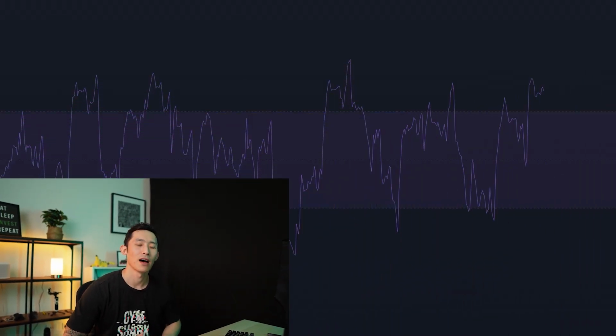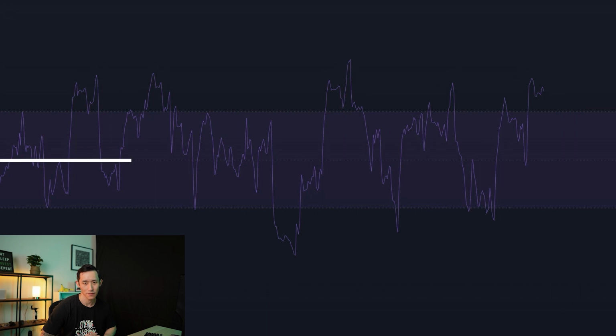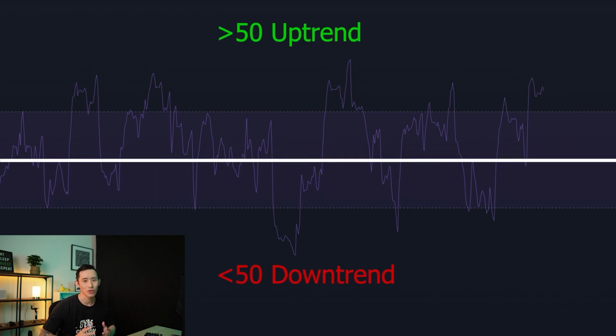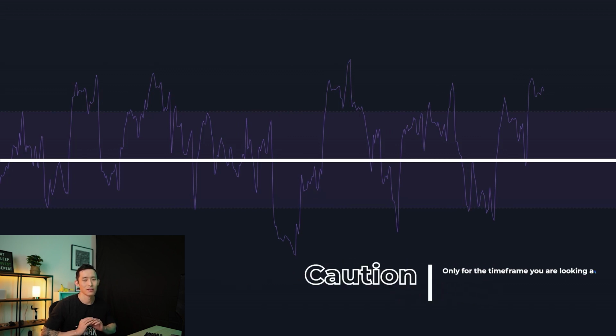Now, the third thing you should be aware of is that the RSI also acts as a trend indicator. A lot of people will have a line drawn at the level 50. And when the RSI is above 50, it indicates an uptrend. Whereas when the RSI is under 50, it indicates a downtrend. However, it is important to note that this only applies to the time frame you're looking at. Let's take a look at an example.